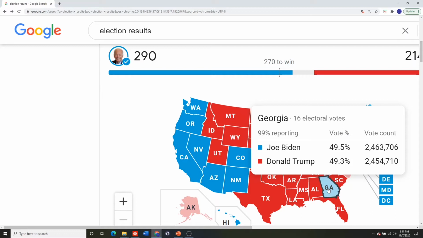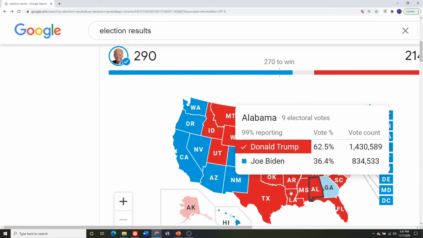Donald Trump has 2,454,710 votes. So I'm going to show you an analysis of calculating what is the probability of an exact tie in Georgia. Okay, let me show you how that works.